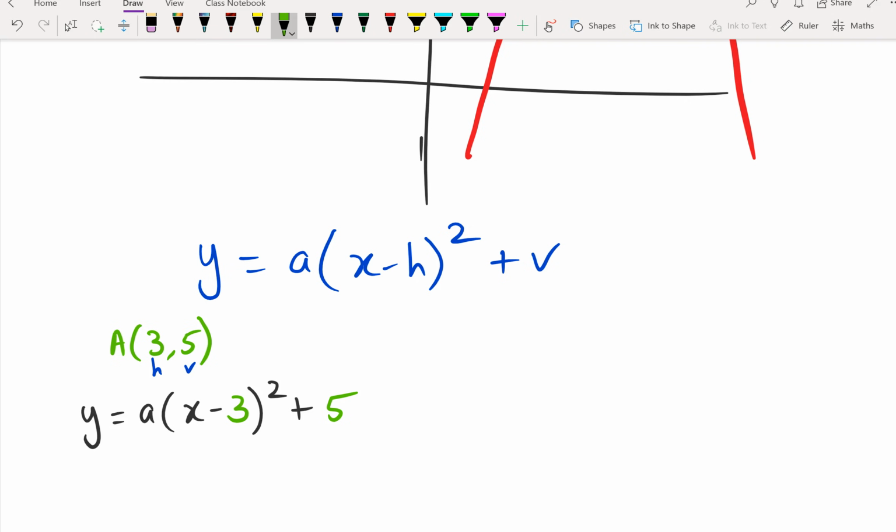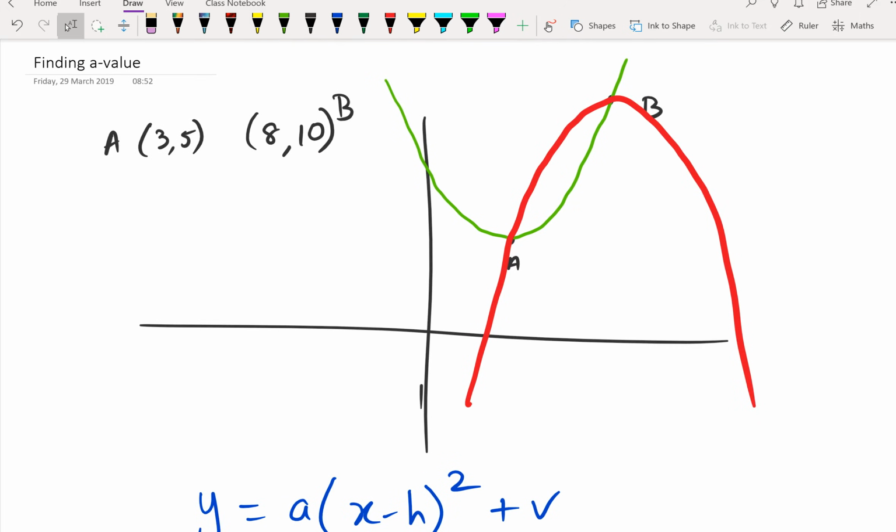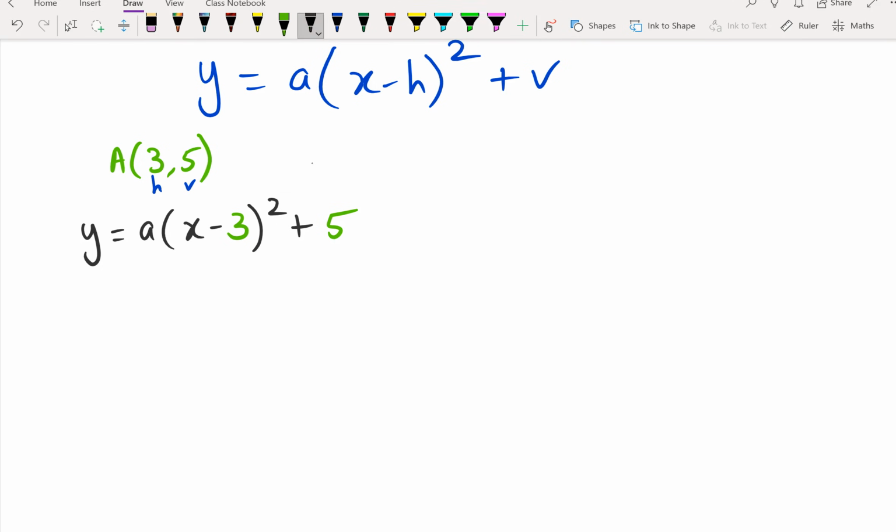But all this time over the last 2 days, I've been asking you guys to guess and check what the A value is. Instead of guessing and checking, you can actually find out what the A value is. For that, I need to go back to my graph and look at where the green parabola is cutting the other point B. The point B is at 8, 10. So I'm going to use the point 8, 10 here, because that's what B is. I've got 8 as the x value, 10 as the y value.